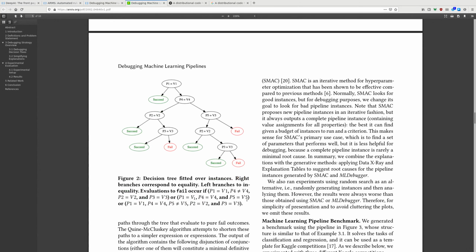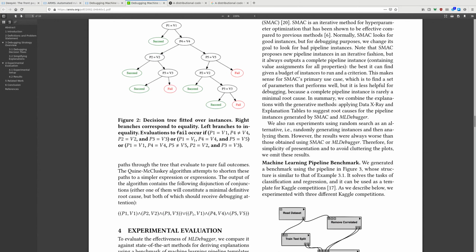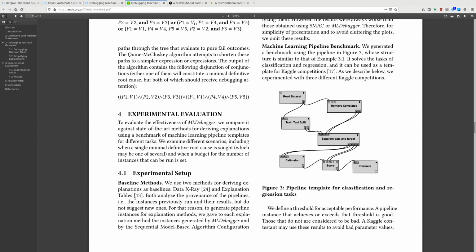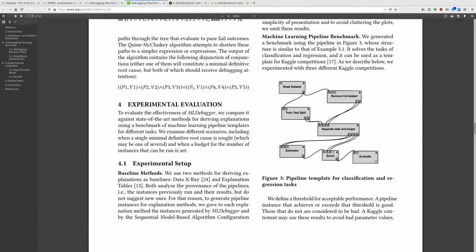Yeah, I don't see. So, the Quine-McCluskey algorithm attempts to shorten these paths to a simple expression. The output of the algorithm contains the following disjunctions and conjunctions. Okay, I'm not going to go through this example. Experimental evaluation, experimental setup, baseline methods.